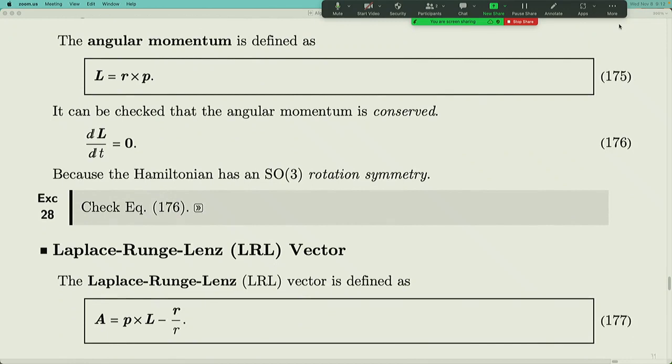Well, the symmetry here is SO(3) rotation symmetry. The name SO(3) means the special orthogonal group of dimension 3, which means it's a 3 by 3 orthogonal matrix which implements the rotation. The reason that the rotation is always implemented by an orthogonal matrix is because in classical mechanics, every vector is a 3-component real vector, right?